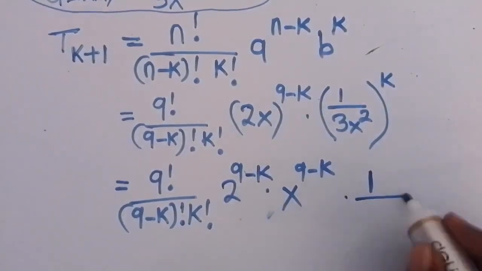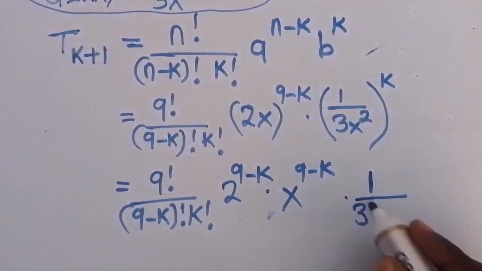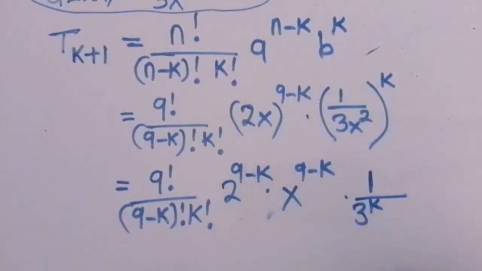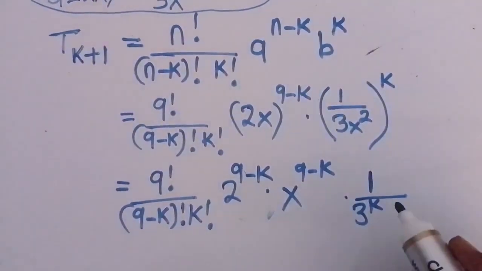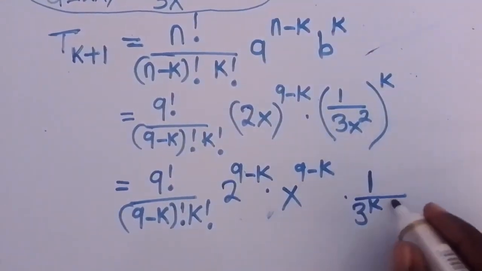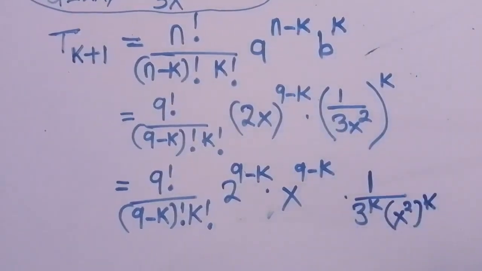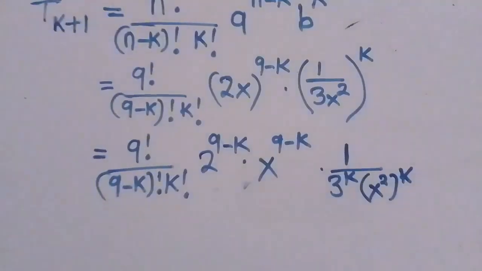Then I say over. Then there is 3 raised to the power k. Don't forget that, 3 is raised to the power k. So since 3 is raised to the power k, even this one here is going to be raised to the power k. So I write x squared in brackets, then I put a k outside.